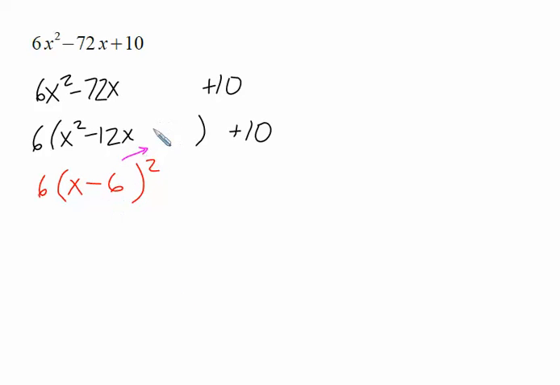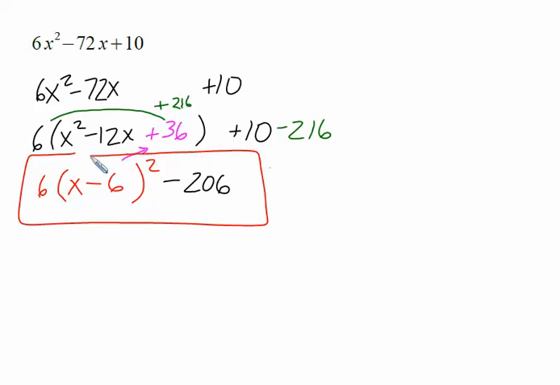When we square negative 6, it's a positive 36, but be careful, because at this point we've really added in 6 times 36, which is 216, to this expression. That means we need to subtract 216 from the other side, or from the number that's by itself. This will be a minus 206 at the end. So our final answer is what I just boxed in red. It is the 6 times the quantity x minus 6 being squared minus 206. Please show this work as we go.